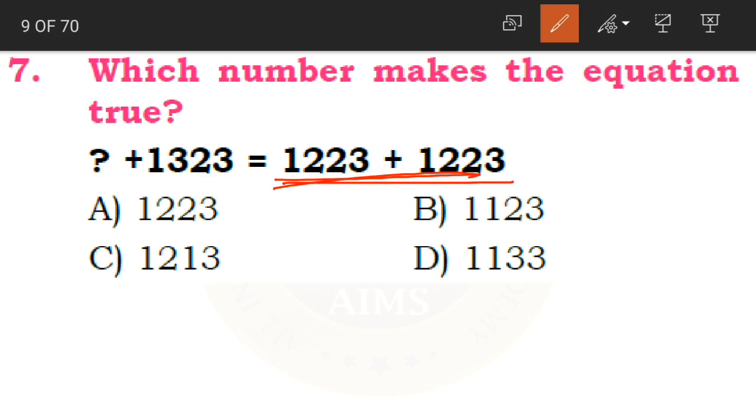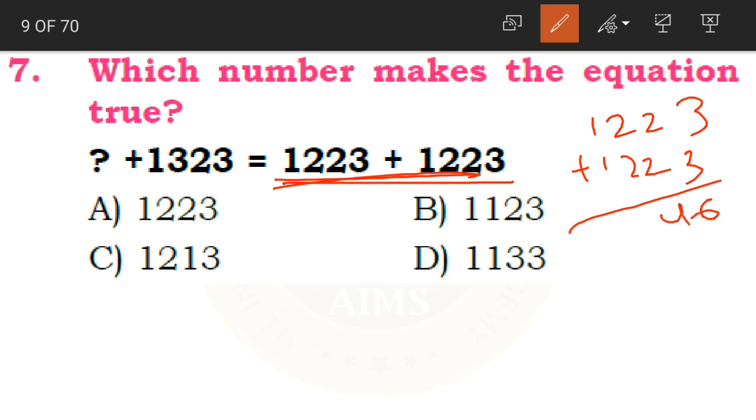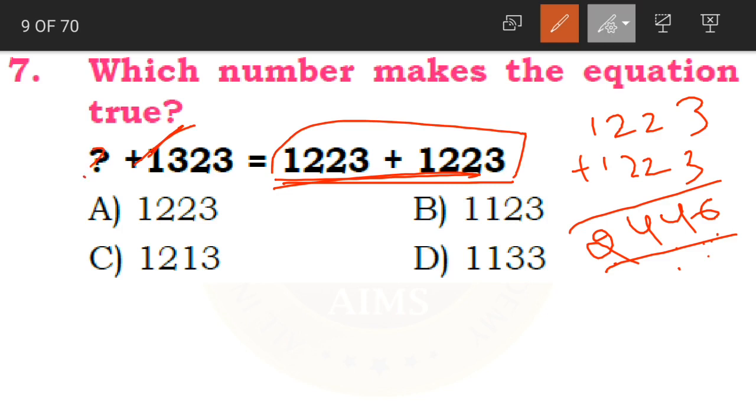First, let us find out this sum. 1223 plus 1223. 3 plus 3, 6. 2 plus 2, 4. 2 plus 2, 4. 1 plus 1, 2. What is the sum? 2446. Now again we are having the sum and one addend. To find out the other addend, what should we do? We should subtract the addend from the sum.